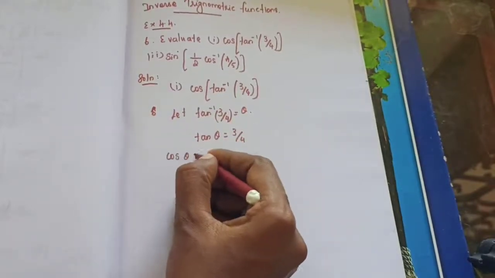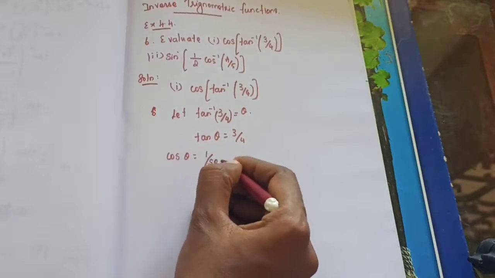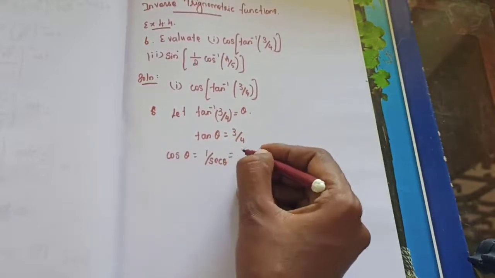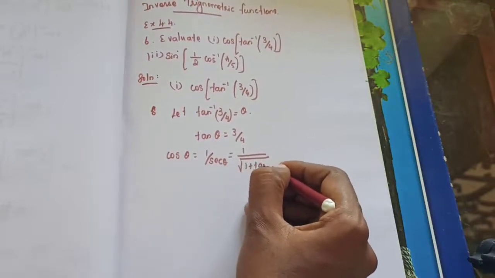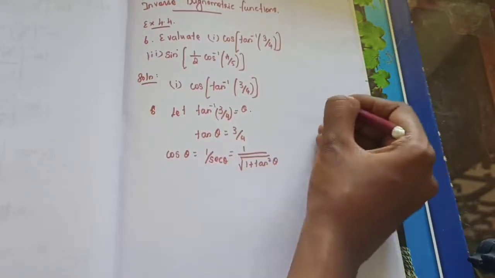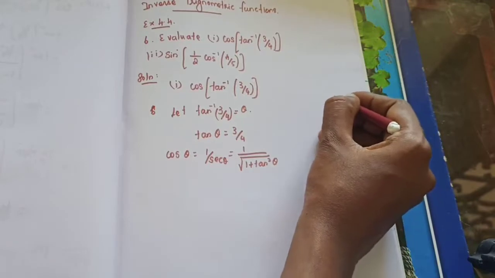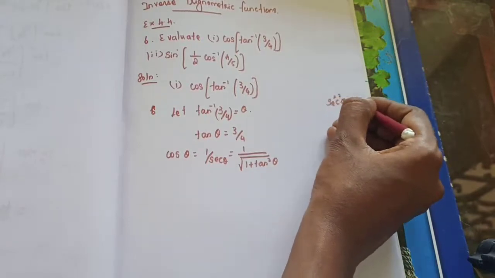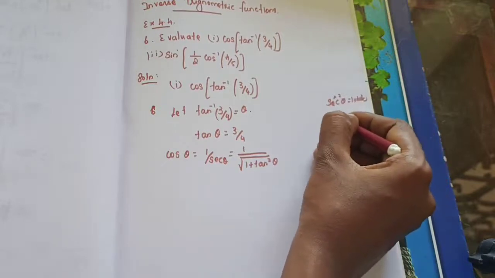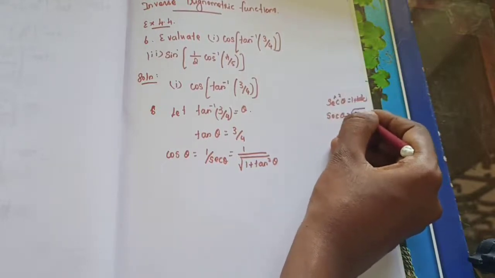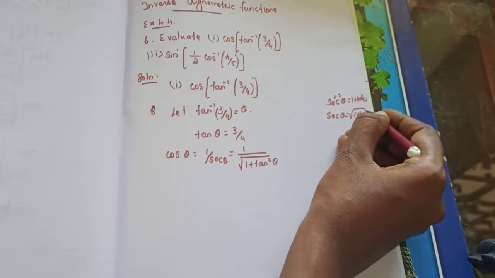Cos means what? 1 by secant theta. We know the formula for secant theta, that is 1 by root of 1 plus tan square theta. What is this formula? Secant square theta equals 1 plus tan square theta. We have learned the formula. So secant theta is equal to square root of 1 plus tan square theta.